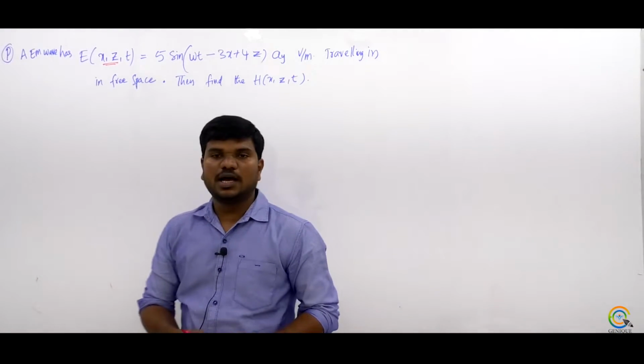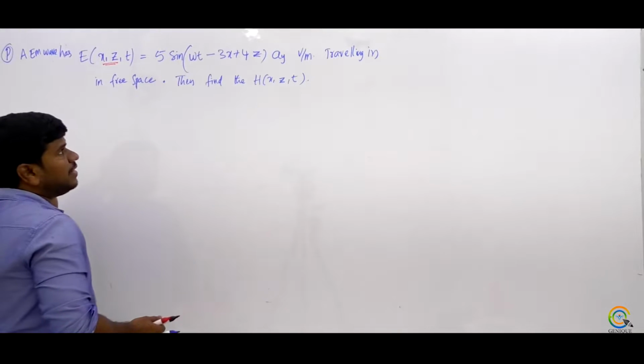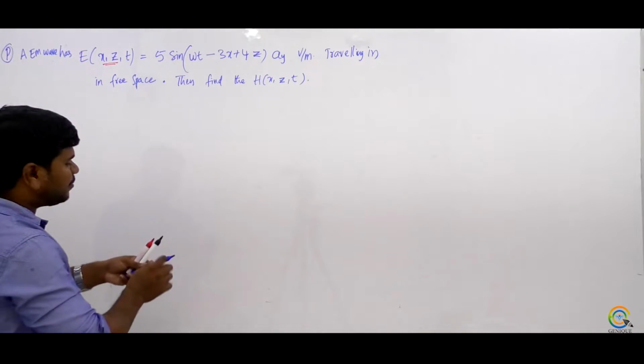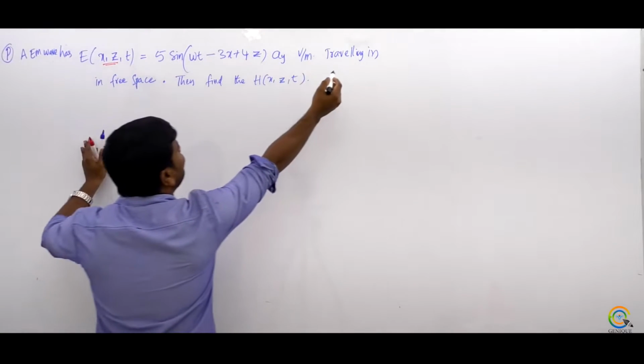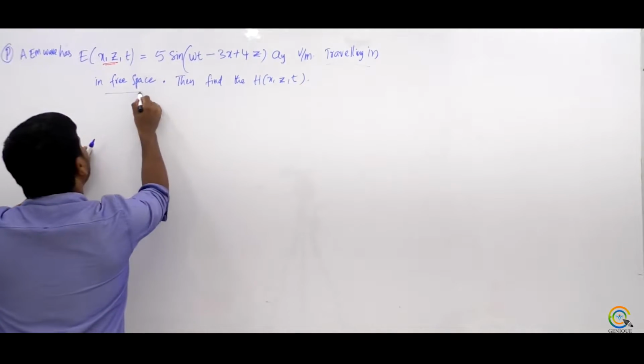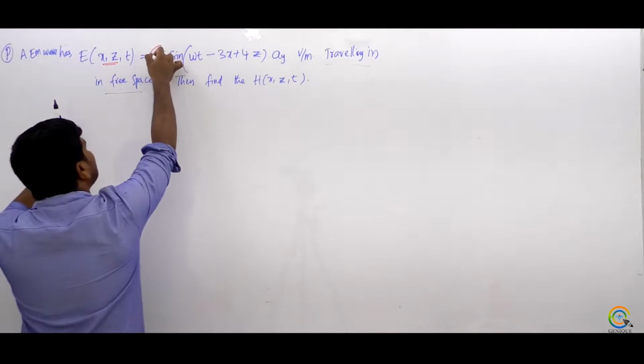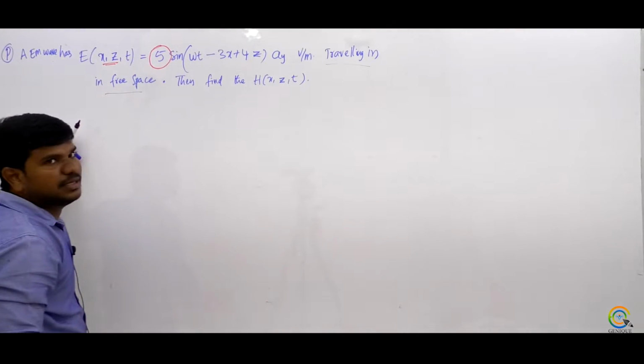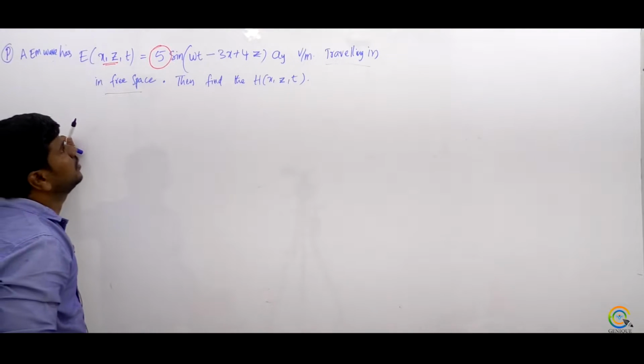That means the EM wave is traveling in both x and z direction. If you observe this, it is traveling in free space. Because it is traveling in free space, the amplitude is constant. The amplitude is not a function of z.